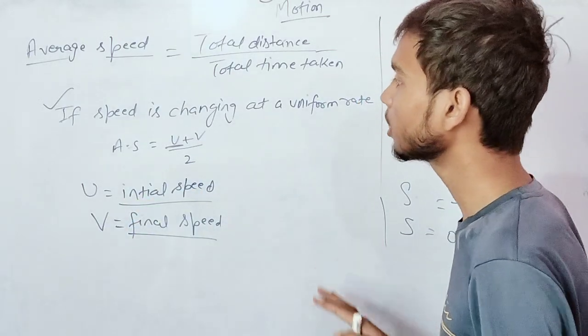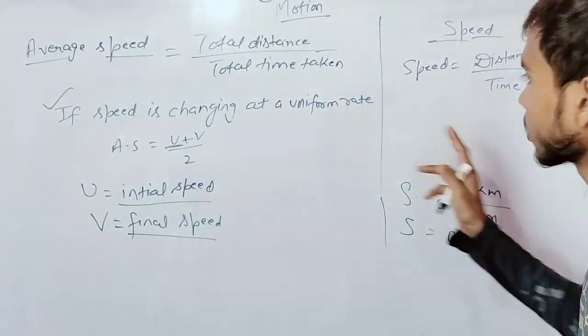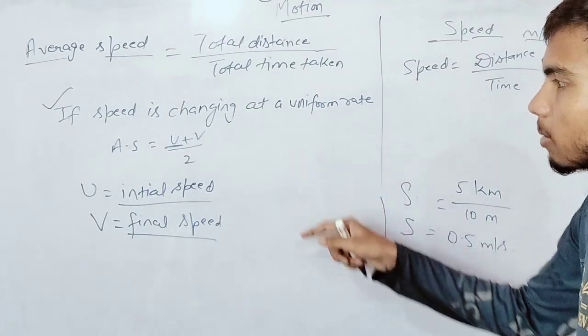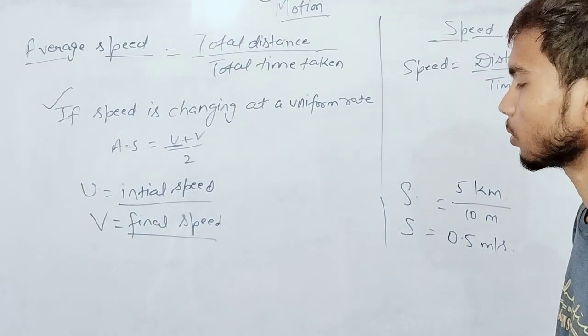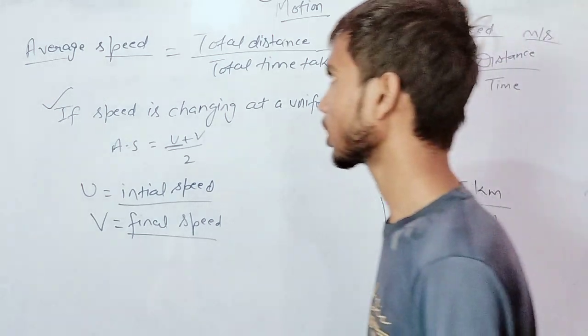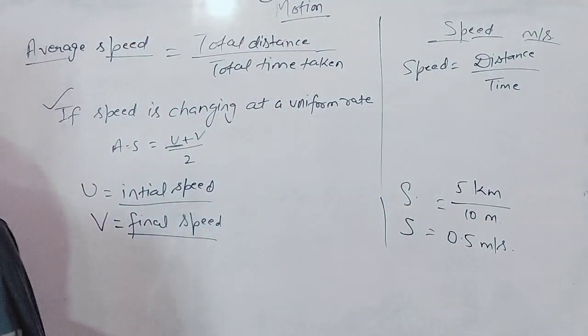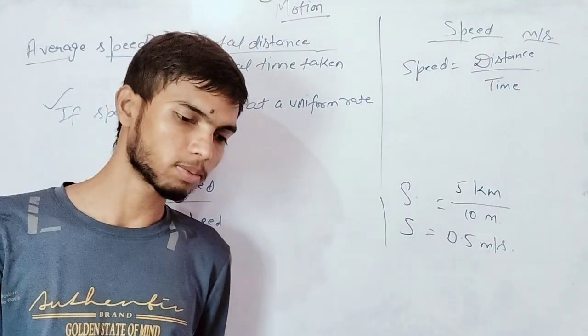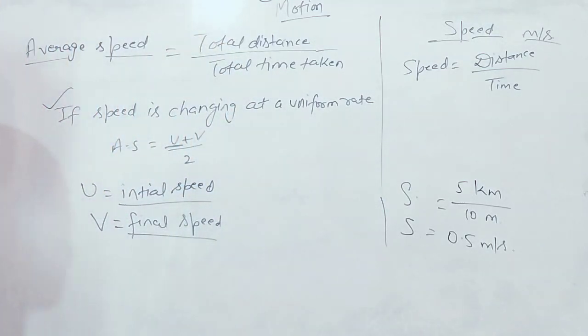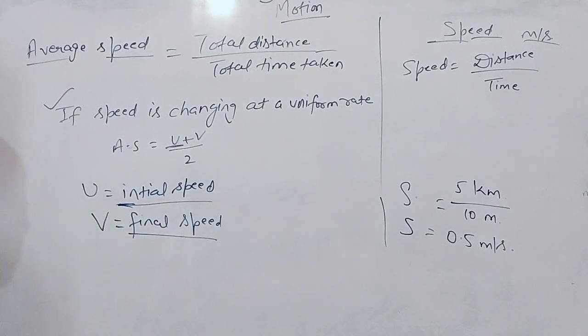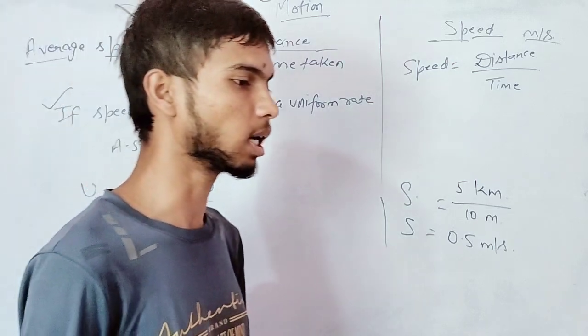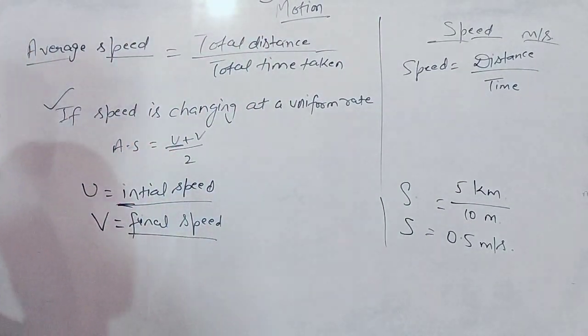Directly we would write s upon t, distance upon time. But here the speed is changing, that's why we are taking initial speed plus final speed. What was the initial speed, what was the final speed? As you know, at the start the speed increases, and at the end it decreases. It is the very nature of vehicles.